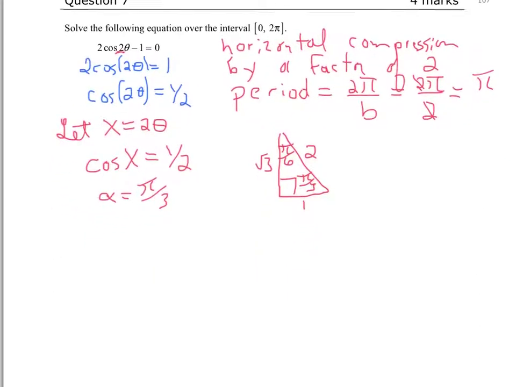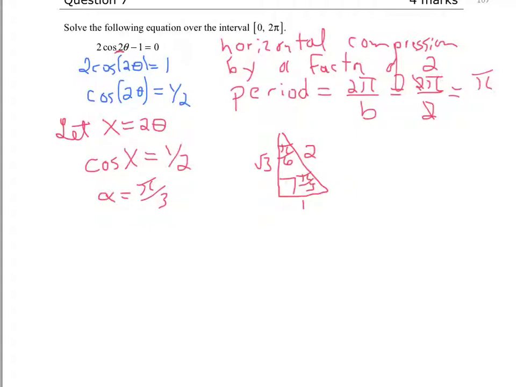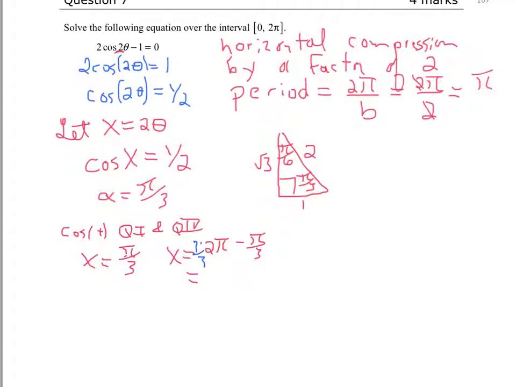Of course, we want to consider the quadrant. Cos is positive in quadrant 1 and quadrant 4. So x in quadrant 1 is simply pi over 3, and in quadrant 4, all the way to the end of quadrant 4 is 2 pi, so we go 2 pi minus pi over 3. We need a common denominator of 3, so we multiply top and bottom by 3 over 3. So we essentially have 6 pi over 3 minus 1 pi over 3, which is 5 pi over 3.